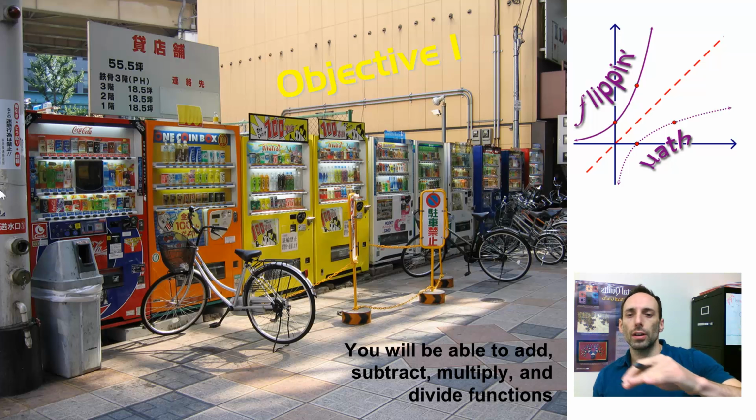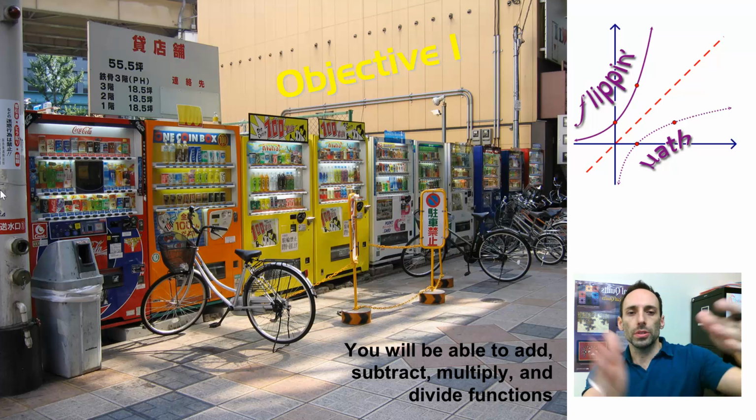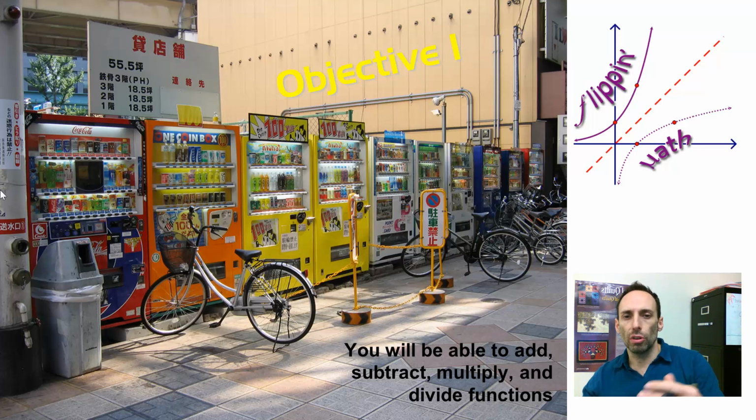In the image, I guess this is like Chinese or Japanese or something, you've got all these vending machines, and each one of the vending machines represents a function. The reason is you stick in your coins, you push a button, and only one thing comes out. Whenever I select that orange drink, I want only that orange drink to come out, not the green one. So being able to add these vending machines together, subtract, multiply, divide, all of these functions.